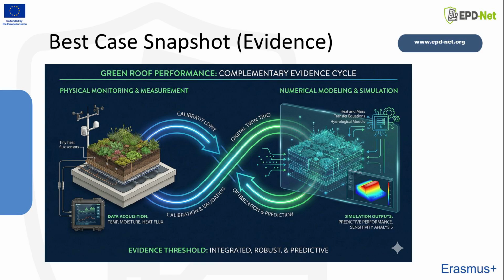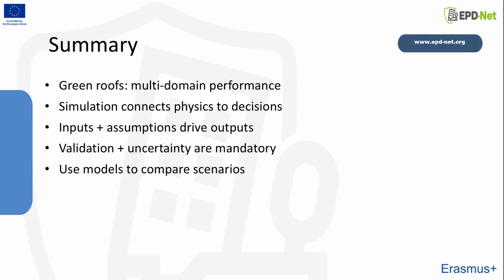If your analysis will be used for policy, incentives, or safety-related decisions, the threshold for evidence must be higher. The goal is to learn which assumptions matter most, then focus measurement and design effort where it actually moves results. To summarize, green roofs influence multiple performance domains, and simulation is the bridge between roof design and decision-making. Inputs and assumptions drive outputs, so document them and test sensitivity. Validation is mandatory if you intend to make strong claims, and uncertainty should be communicated as ranges and scenario comparisons. Use models to compare options, identify trade-offs, and prioritize what to measure next.